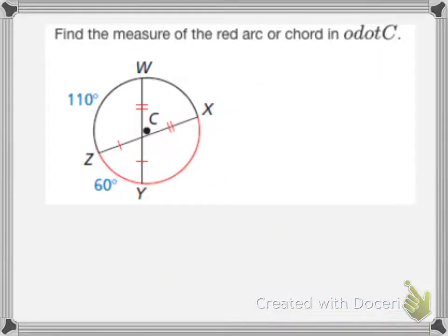Next says find the measure of the red arc or chord in circle dot C. Whenever you see this circle dot, it's saying circle C. I know it looks weird. So we're trying to find the whole red arc, but something that we need to know first is this arc. This arc corresponds with this angle.